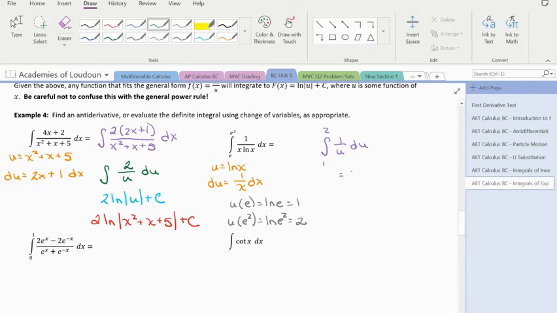We know that this is going to be the natural log of the absolute value of u from 1 to 2, which is the natural log of 2 minus the natural log of 1. Natural log of 1 is 0, and so we are left with just the natural log of 2.